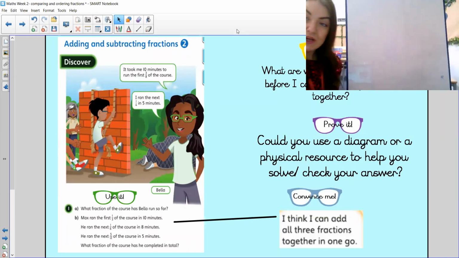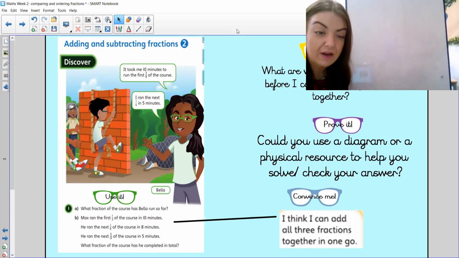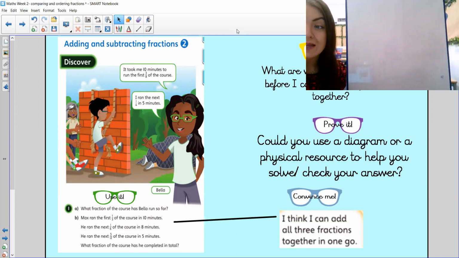So question B then. Before I even do this, I'm going to think about the convince me. Can I add all 3 fractions together in one go? So let's have a little look. 1/3, 1/6, 5/12. Can I add those all together in one go? Your convince me answer would be no, because they are different denominators, and you can't add fractions with different denominators. I need to try and find that common denominator.